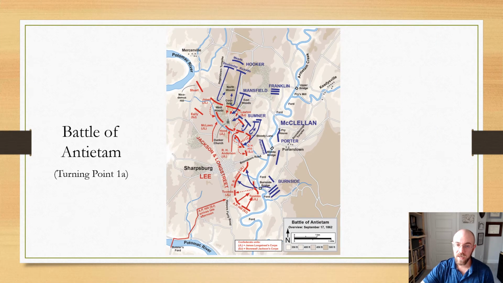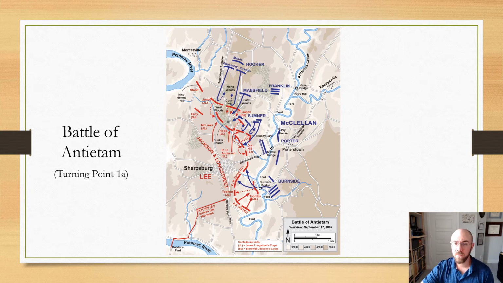Now, by the time McClellan had moved into position, Robert E. Lee was already where he wanted to be. Because McClellan was overcautious and took too long to verify the information, it's going to lead to Robert E. Lee having time to build his defenses and prepare for the battle.